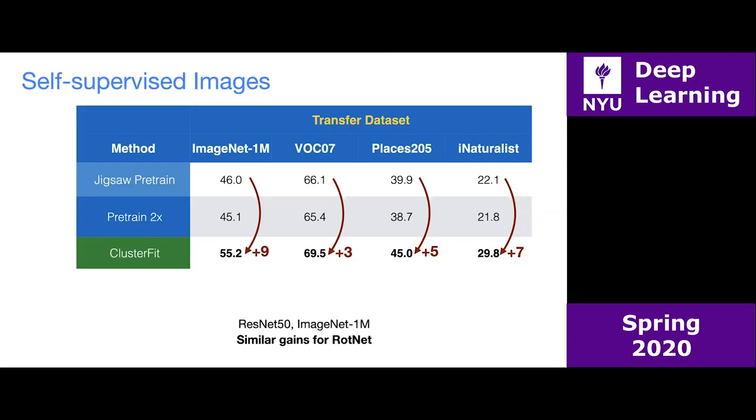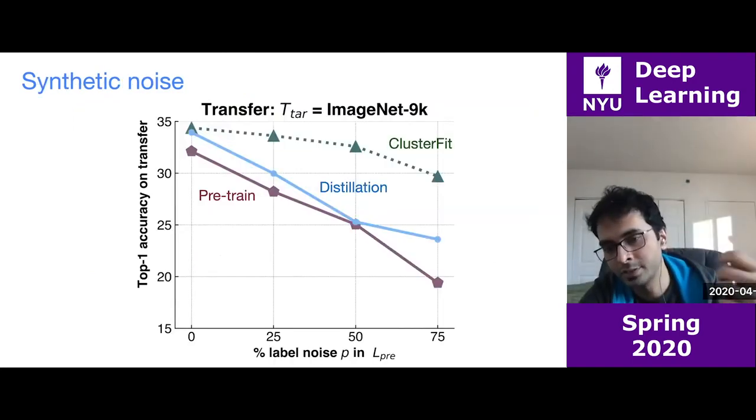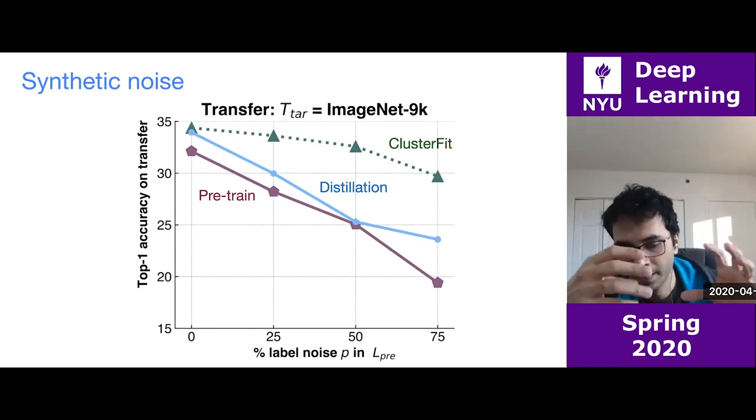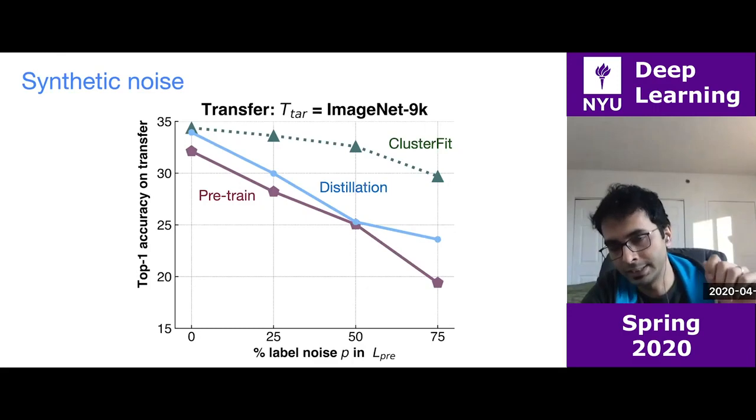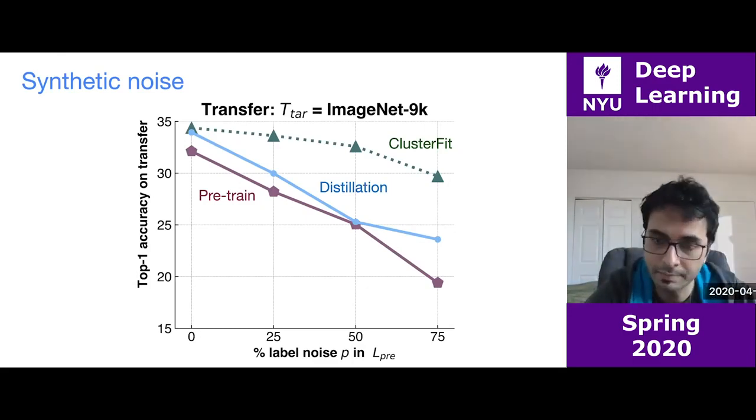All right, thanks. And that's the reason for this experiment as well. In this case, we empirically validate that hypothesis by injecting label noise. So the last layer is going to get more and more noisy, and when you do cluster fit on top of this, you again see improvement. So that's our validation of this hypothesis.